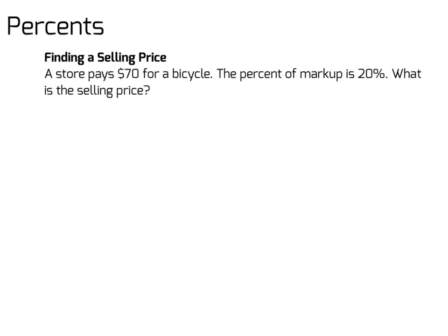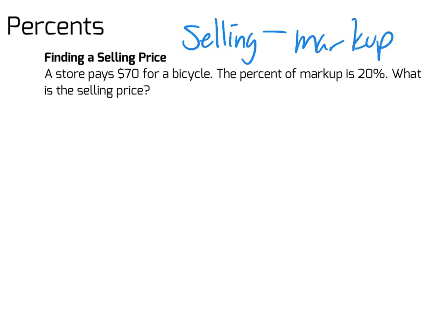The last part of 6.6 is going to ask us about selling price. Selling is a markup. That is not the same as sales price. A selling price is what the store is going to sell it for with a markup. A store pays $70 for a bicycle. The percent of markup is 20%. What is the selling price? So this can also be done two different ways.